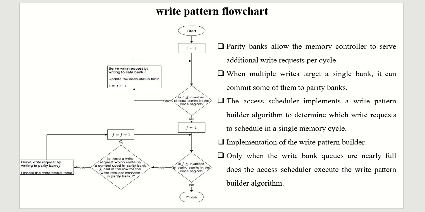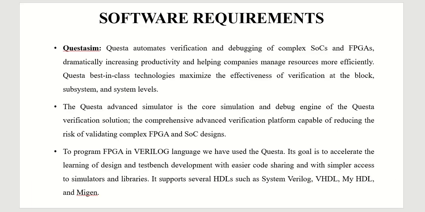Only when the write bank queues are nearly full does the access pattern builder act. The software we used in this program is Questa. We mainly use Questa for FPGA, and we have used it in FPGA because it is very familiar to us, and it is powerful for writing a program and for speed, verification and debugging of complex FPGA programs.